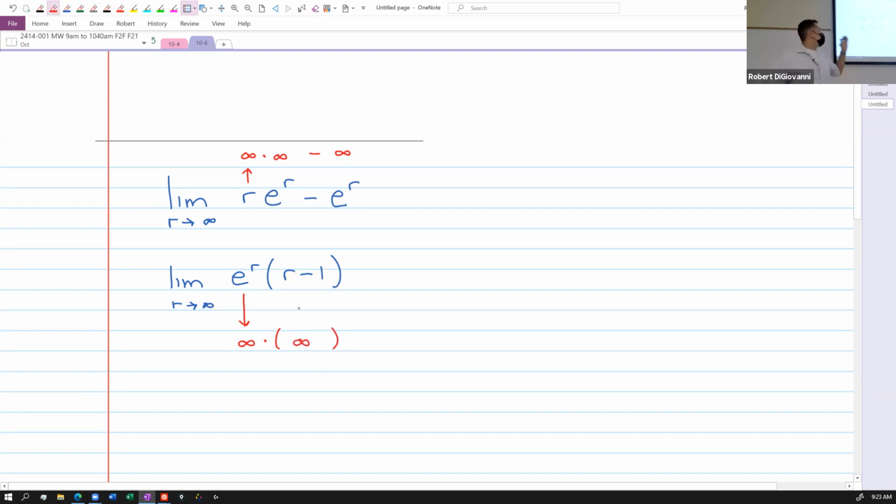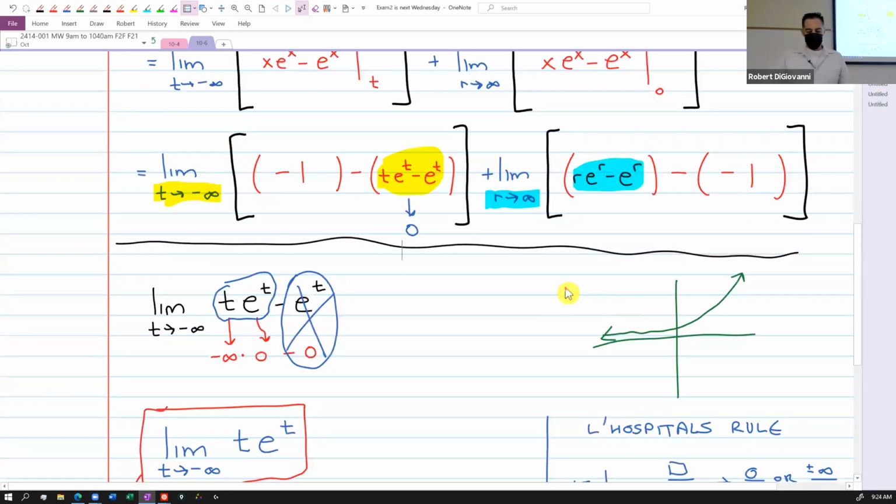Now, is infinity times infinity indeterminate? No. If I tell you I have a huge number and I'm going to multiply it times another huge number, well, that's going to be a huge number. So this is going to infinity. Shoot. Well, what does that mean? Let's go back to the original question. All this work, and now what I can tell you is that this is headed to infinity.